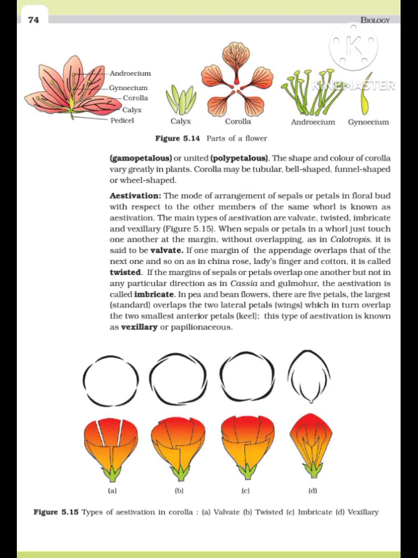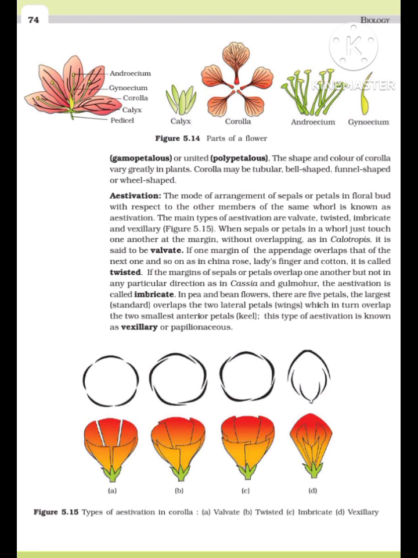The main types of estivation are valvate, twisted, imbricate and vexillary. Figure 5.15. When sepals or petals in a whorl just touch one another at the margin, without overlapping, as in calotropis, it is said to be valvate. If one margin of the appendage overlaps that of the next one and so on, as in China rose, lady's finger and cotton, it is called twisted. If the margins of sepals or petals overlap one another but not in any particular direction, as in cassia and gulmohar, the estivation is called imbricate.